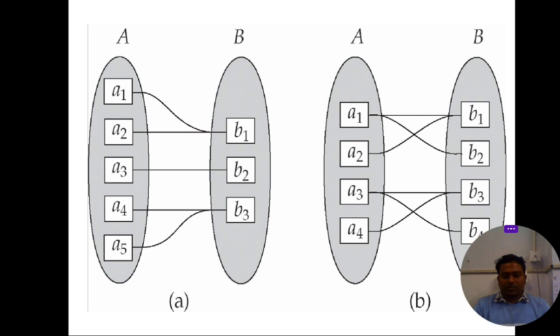Another example is many to many. Here A1 is connected with B1, A1 is connected with B2, B1 is connected with A1, B1 is connected with A2, A3 is connected with B3, A3 is connected with B4, B3 is connected with A3, A3 is connected with A4. So there are multiple connections in a many to many relationship.